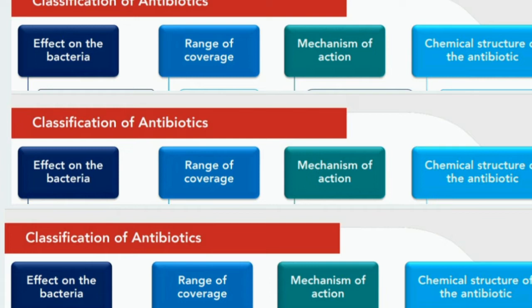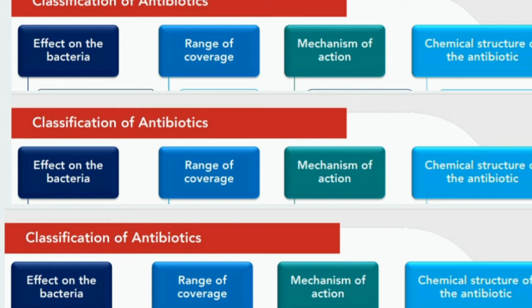In the case of bacteriostatic antibiotics, they mainly inhibit or prevent bacteria from multiplying, but those which are bactericidal directly kill the bacteria. For those which are bacteriostatic, they just prevent the multiplication of bacteria, and this gives the body's immunity the chance to fight against that particular bacteria.